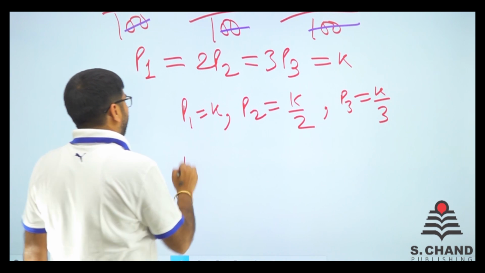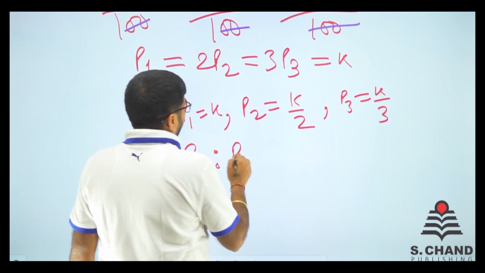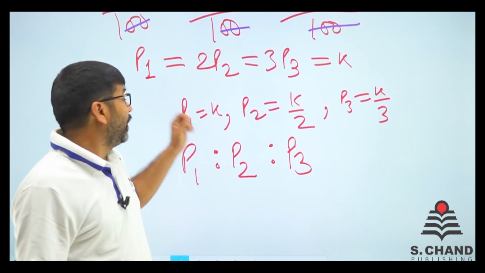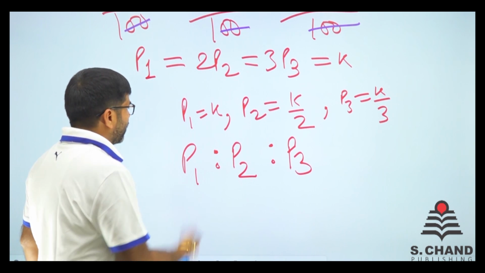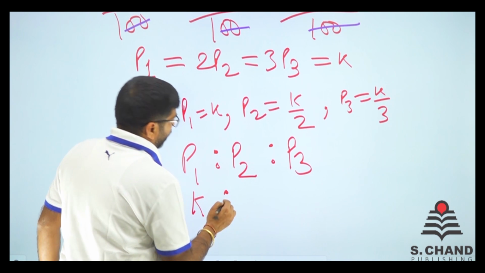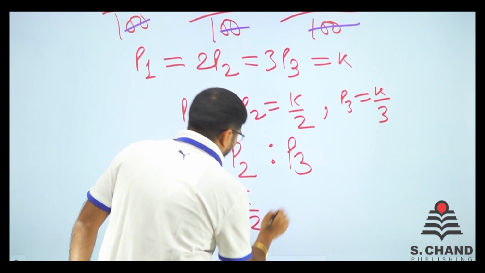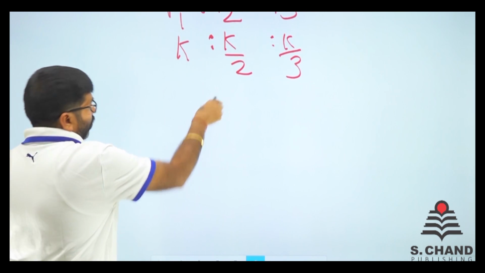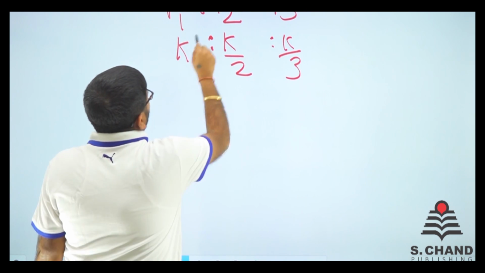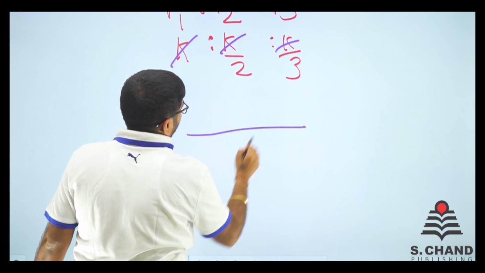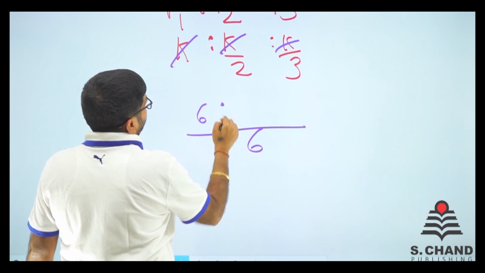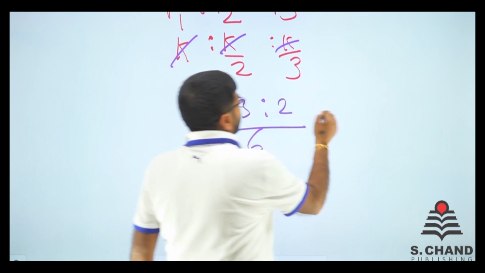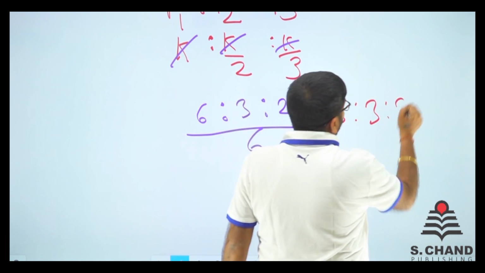Now what is asked? We have been asked P1 is to P2 is to P3. We have to calculate the ratio of their principals. So P1 is K, P2 is K by 2, P3 is K by 3. So what to do? Just cancel out K first. We put 6 in there. So we got 6 is to 3 is to 2. So the final ratio is 6 is to 3 is to 2.